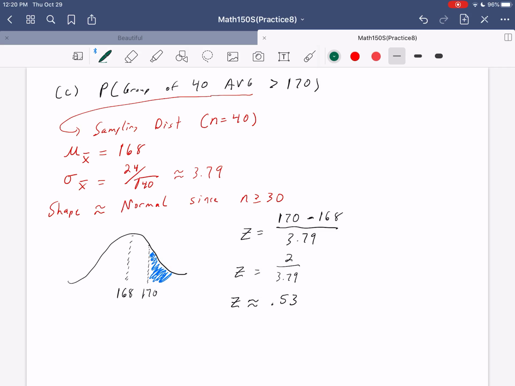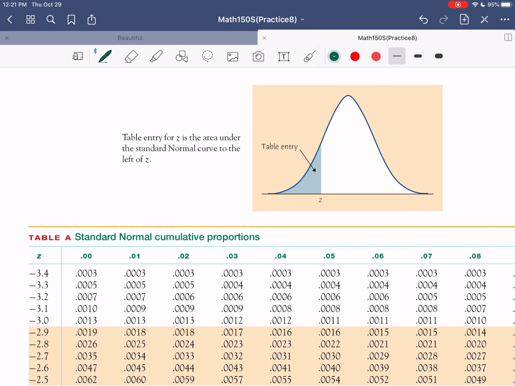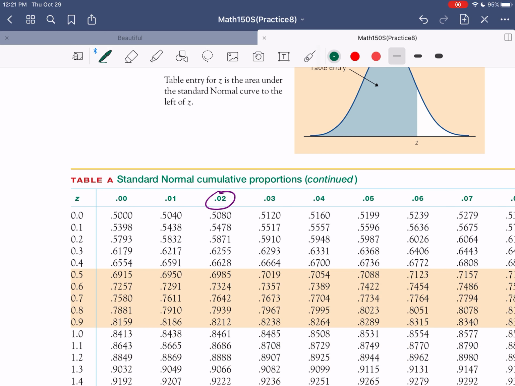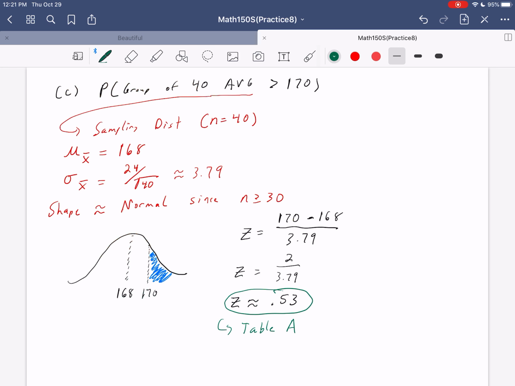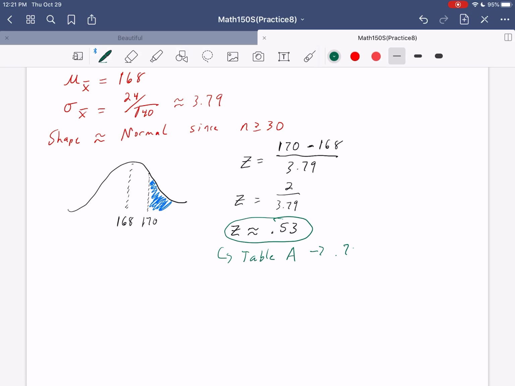So let's go ahead and grab that, and we'll look that up on table A. So we're looking up a z of 0.53 on table A. So 0.5 and 0.3, which means that our table A value is going to be 0.7019. So 0.7019 is what we got there. We can put that onto our diagram. Table A always tells us the stuff to the left, so that is 0.7019.